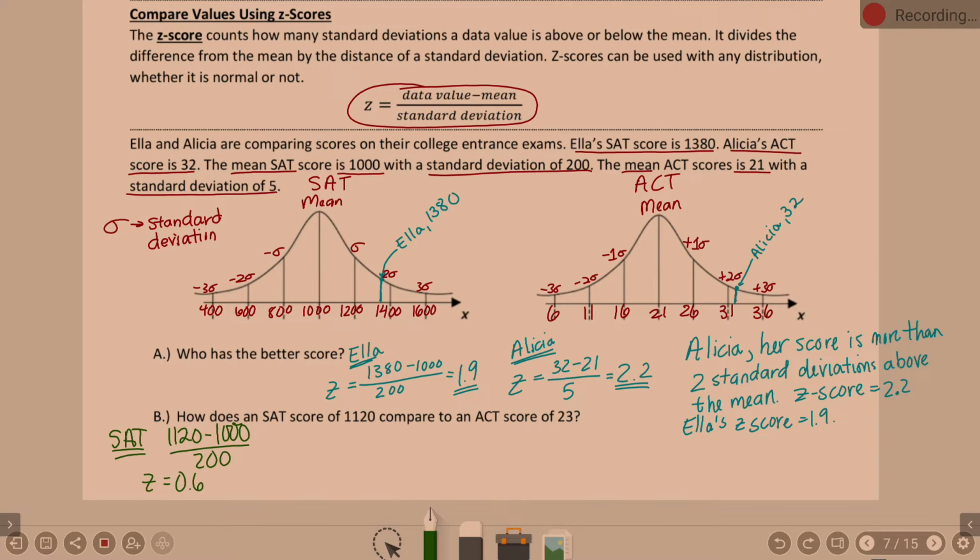And now the ACT. Repeat the process on the ACT. Data value minus mean divided by standard deviation. The data value we're using is 23 minus the mean of 21 divided by a standard deviation of 5. 23 minus 21 divided by 5 is 0.4.